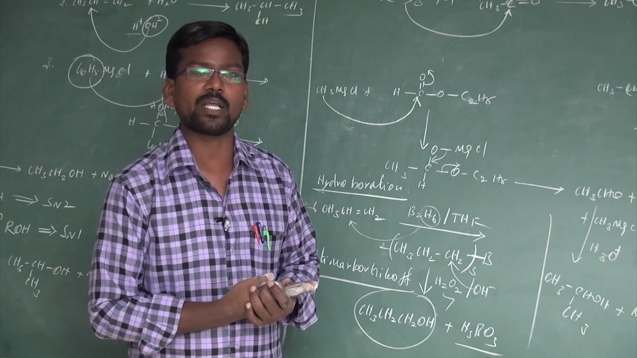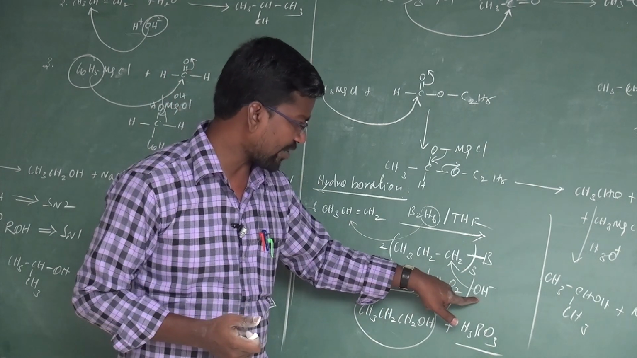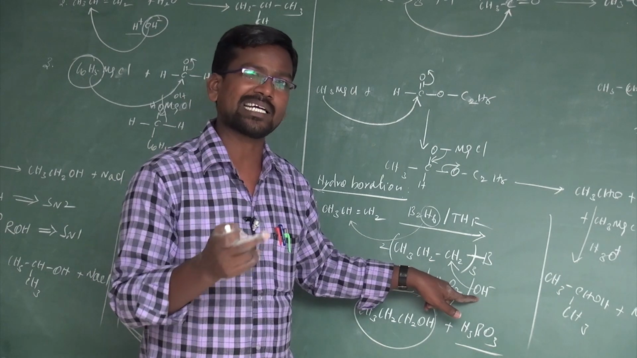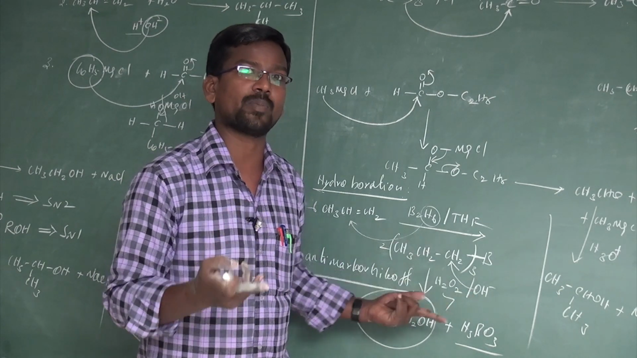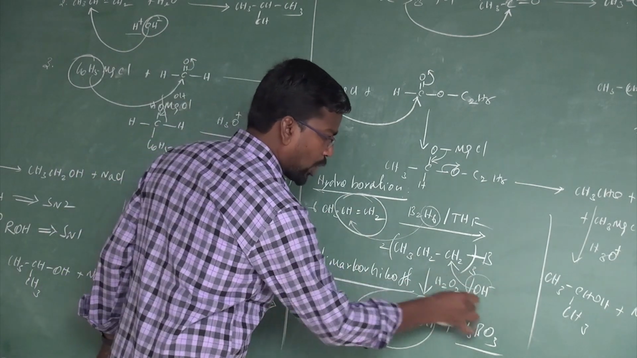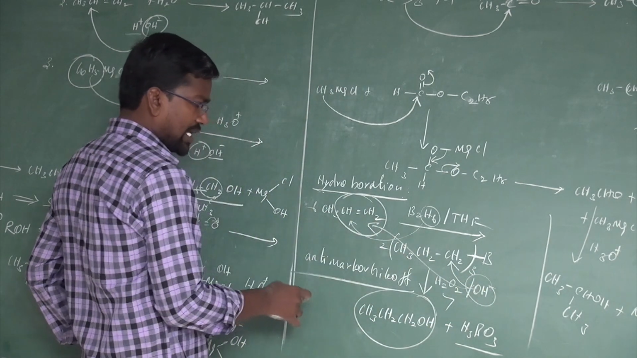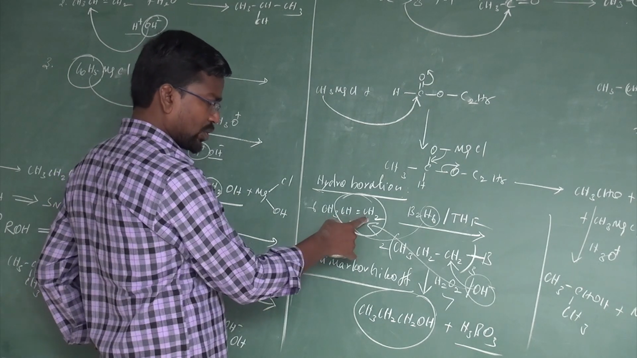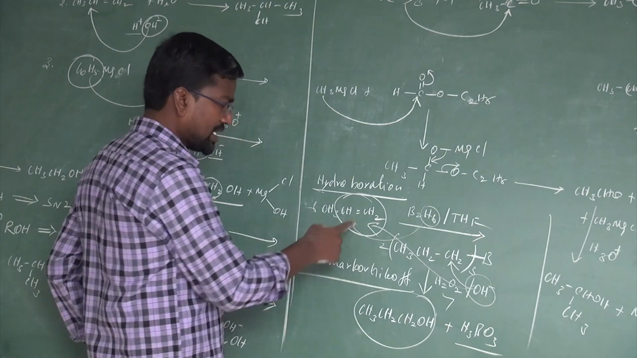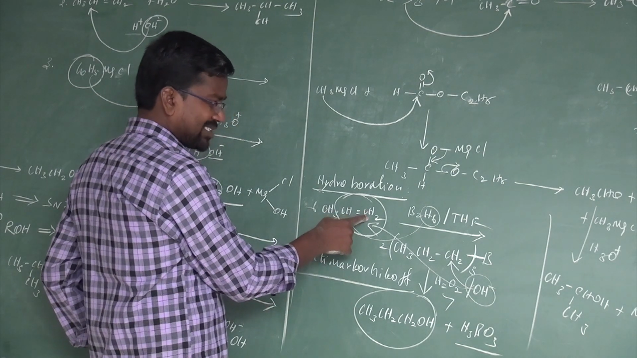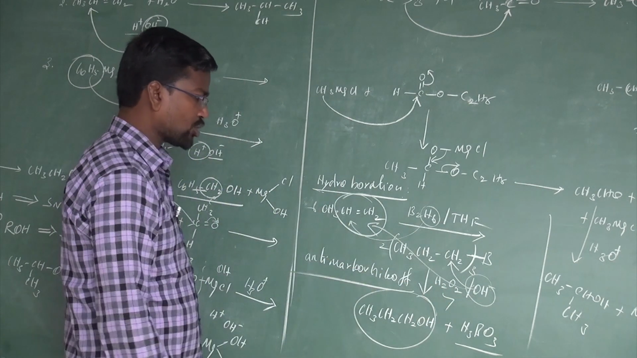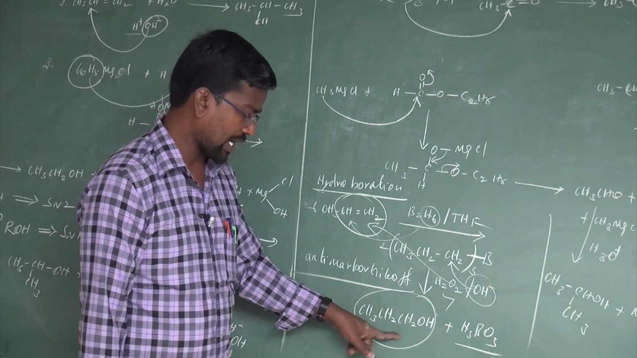So what is the meaning of the anti-Markovnikov rule? The negative part of the addendum, that is the OH minus ion, attaches itself to the carbon having the highest number of hydrogens. In CH double bond CH2, the OH minus ion attaches on the carbon. Between the two carbons, which has the highest number of hydrogens? The CH2 carbon. That's why the OH group bonds directly with the CH2 carbon to form n-propyl alcohol.